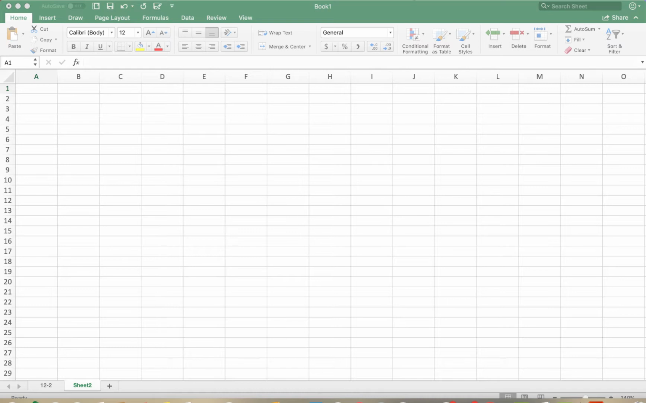And Exercise 12-3 has to deal with a make or buy decision. A lot of times in industry, companies need to make a decision on should we make a component of our final product or should we outsource that.